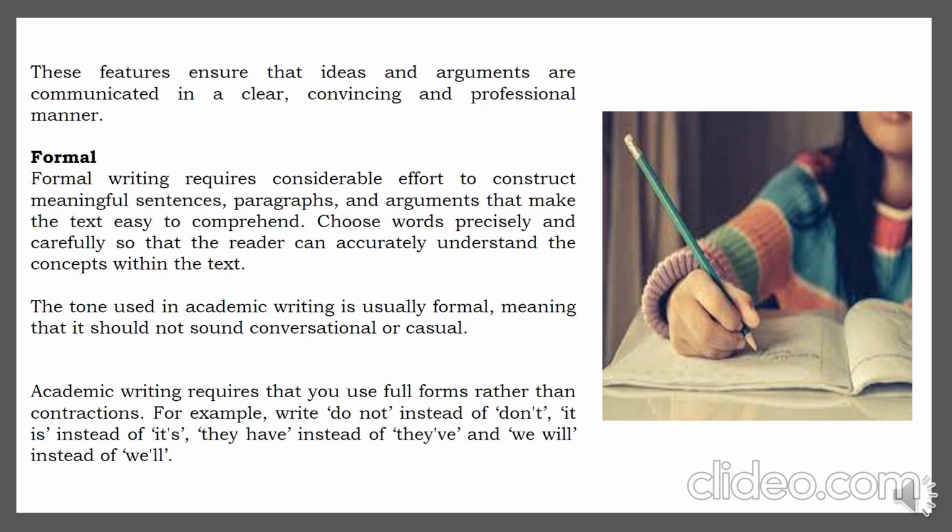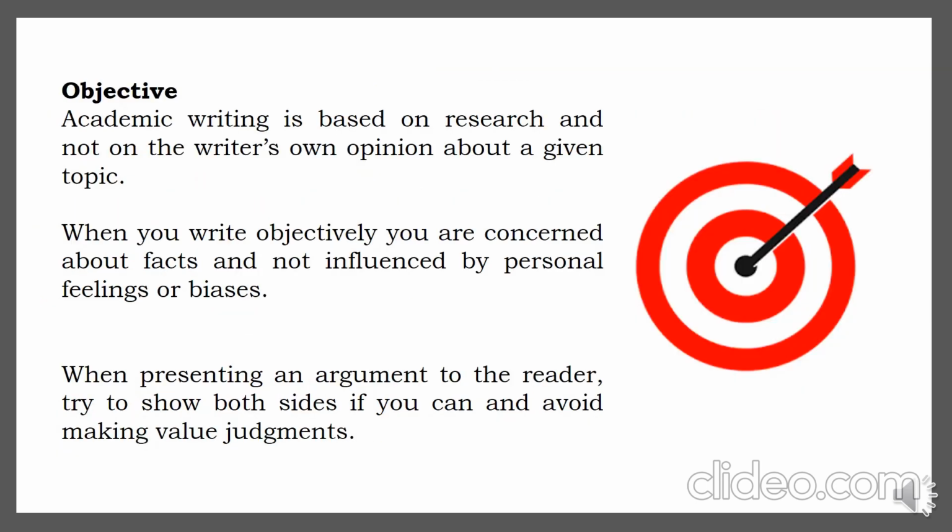So you have to choose words precisely and carefully so that the reader can accurately understand the concepts within the text. And also, the tone used in academic writing should be formal, meaning it should not sound conversational or casual. It also requires you to use full forms rather than contractions. For example, write do not instead of don't, it is instead of it's, they have instead of they've, and so on and so forth. And academic writing should be based on research and not on the writer's own opinion about a given topic.